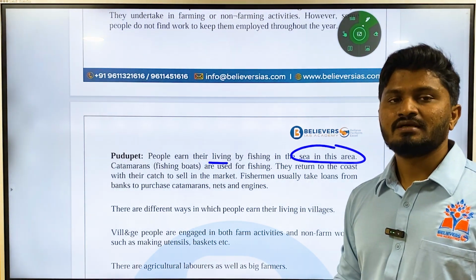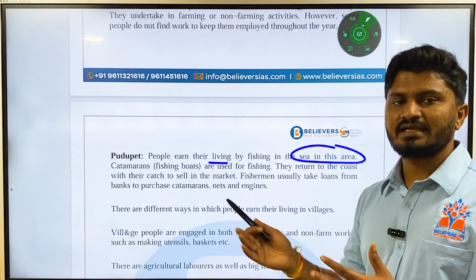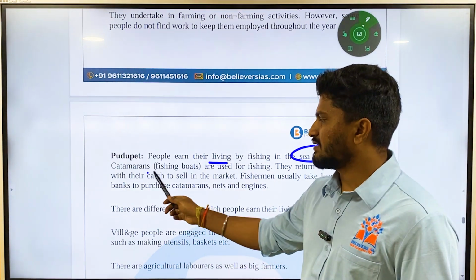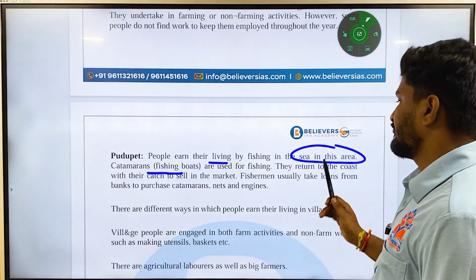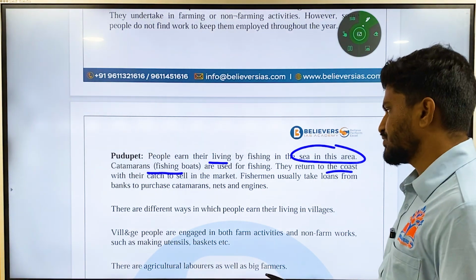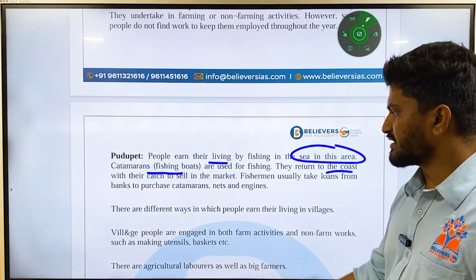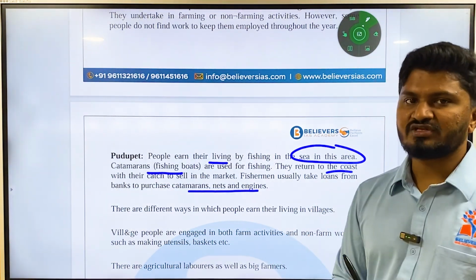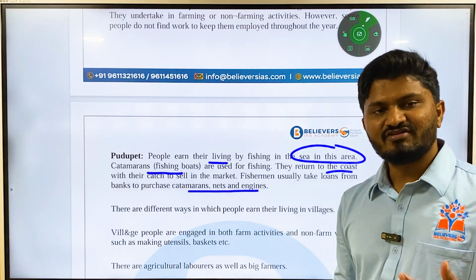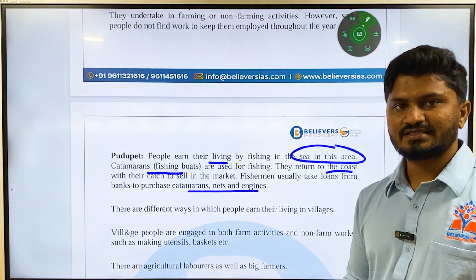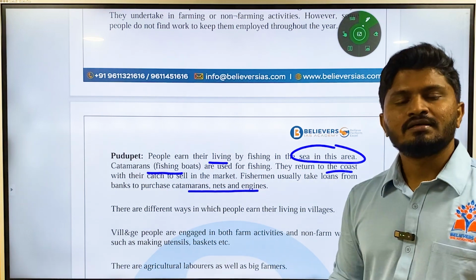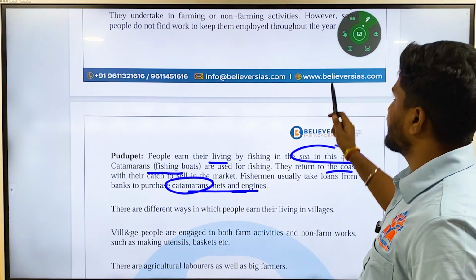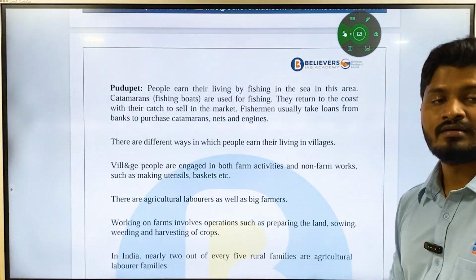How they are earning a livelihood is catching the fish and selling that in the market, and the money they get from the selling of fish they use for their livelihoods. So catamarans, also called fishing boats, are used for fishing, and they return with their catch to sell in the market, and usually take loans from the banks to purchase catamarans, nets and engines. So their input differs from the inputs of farmers. For farmers, the inputs are seeds, fertilizers, pesticides, etc. For fishermen, the inputs are the catamaran, nets and engines. So the input depends on the different jobs.